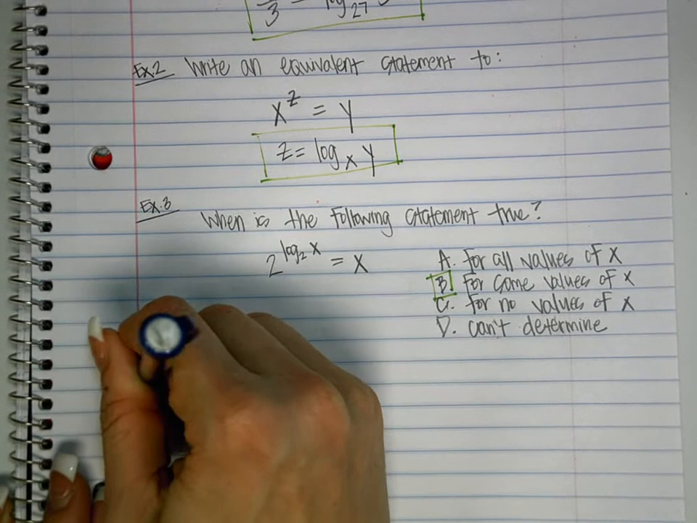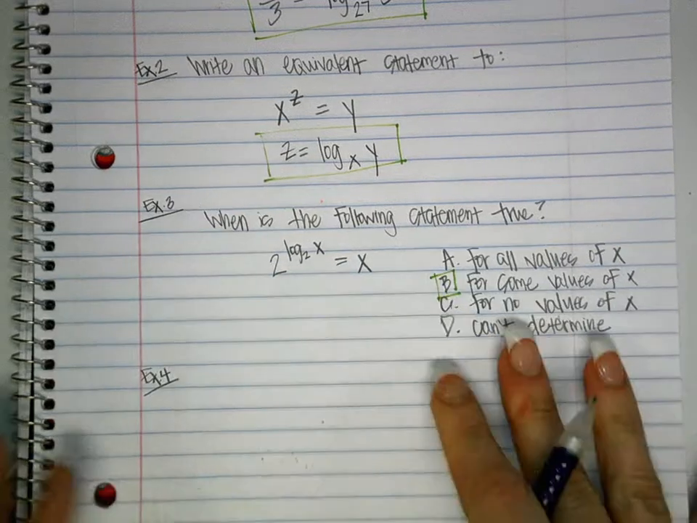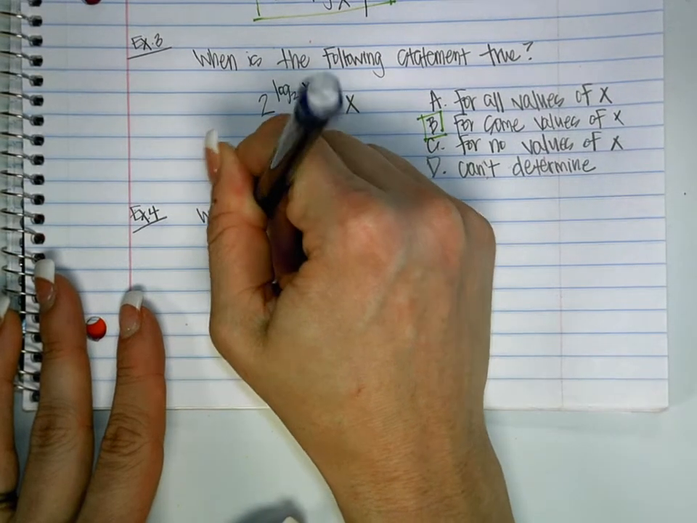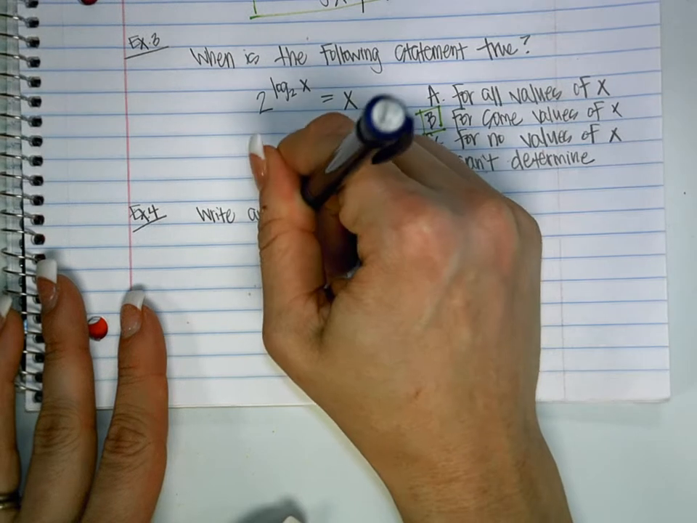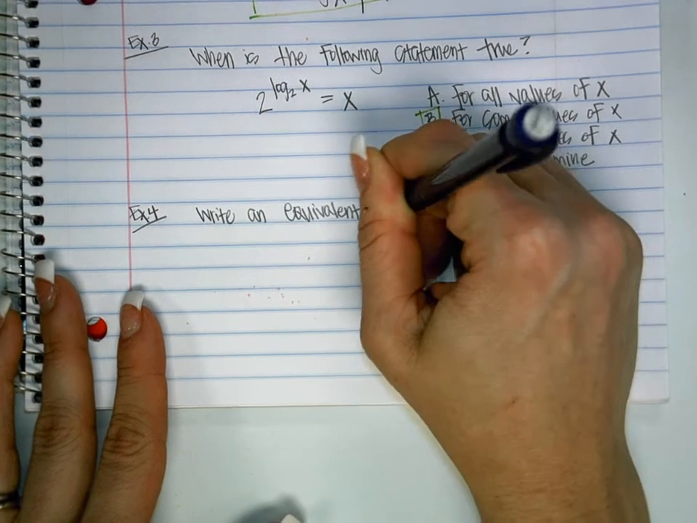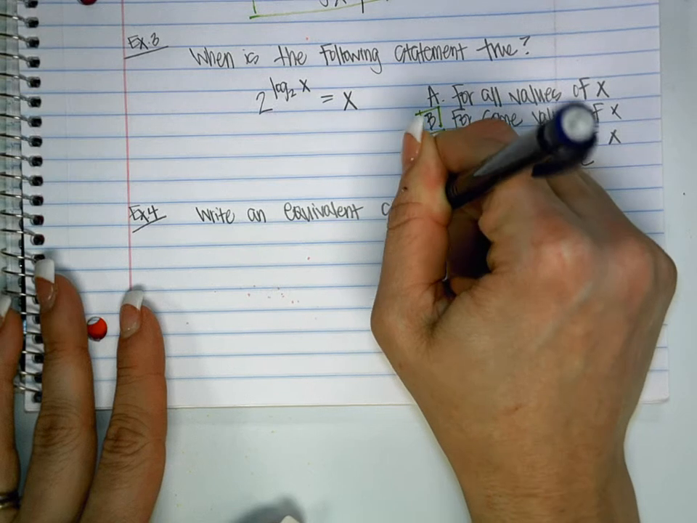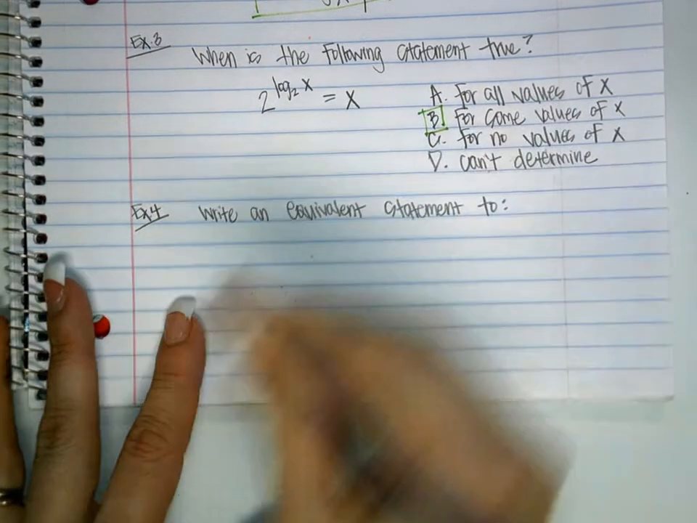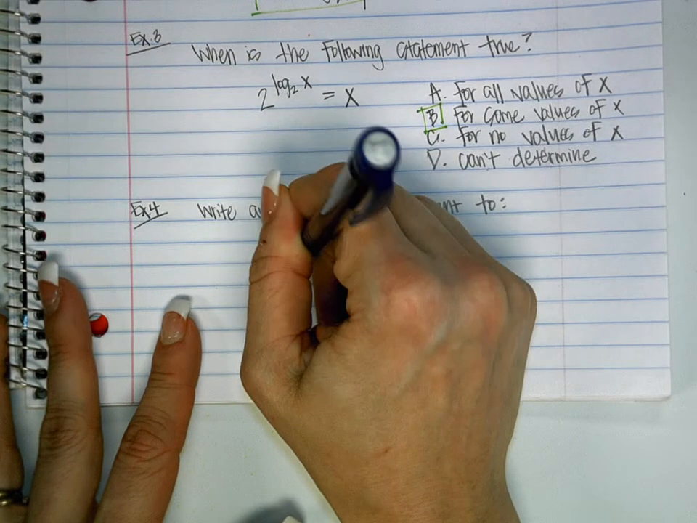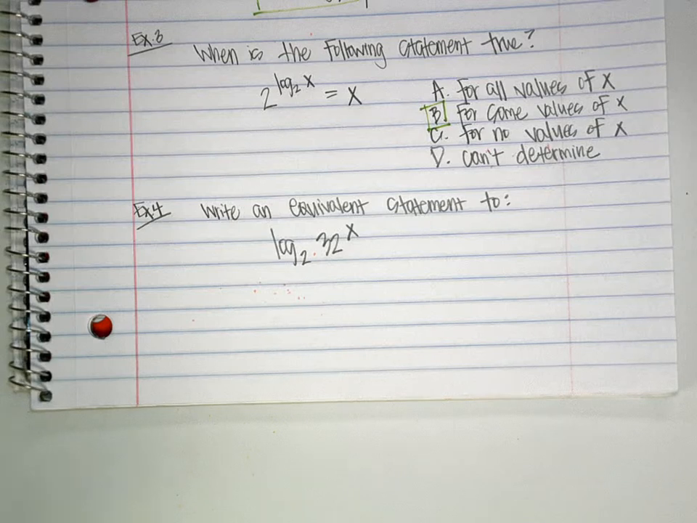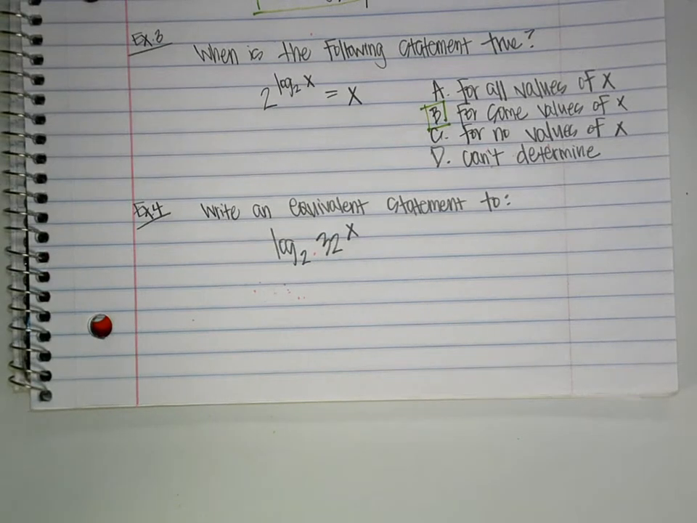Okay, let's try another one. For number 4, again, I just want you to write an equivalent statement. Write an equivalent statement to log base 2 of 32 to the x power.